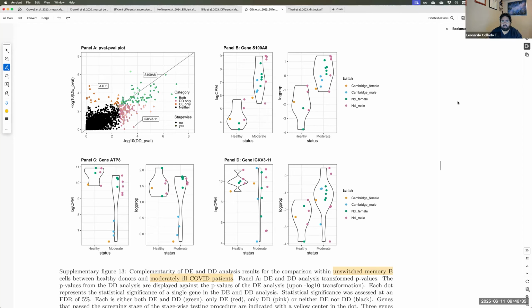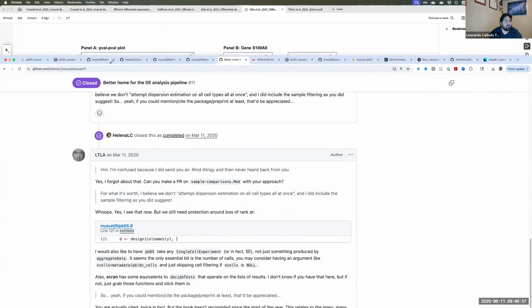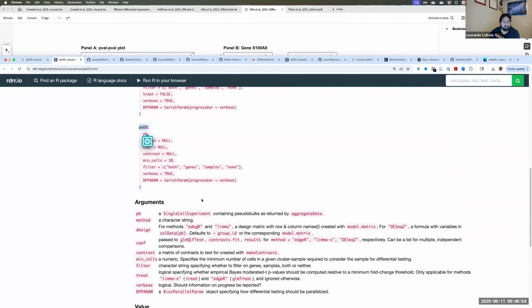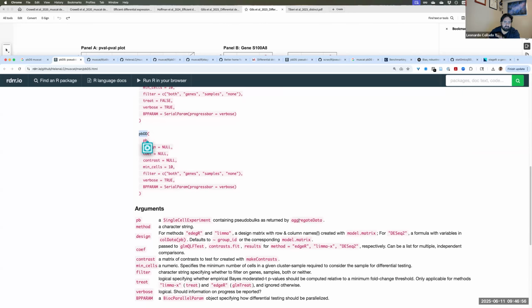Now this is also actually on muscat. Muscat implements both the pbDS function and the pbDD function. This is pseudo-bulk differential detection. And so if you use the aggregateData function, you have to change one parameter to say basically you're going to binarize the matrix before doing the pseudo-bulk, and then you can run the pbDD.